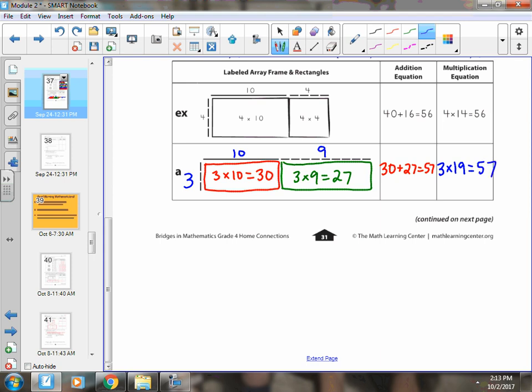So you could multiply in lots of different ways. This is a great way to show multiplication, and then we'll move on to other strategies. But 3 times 19 is really 3 times 10 and 3 times 9 all put together.